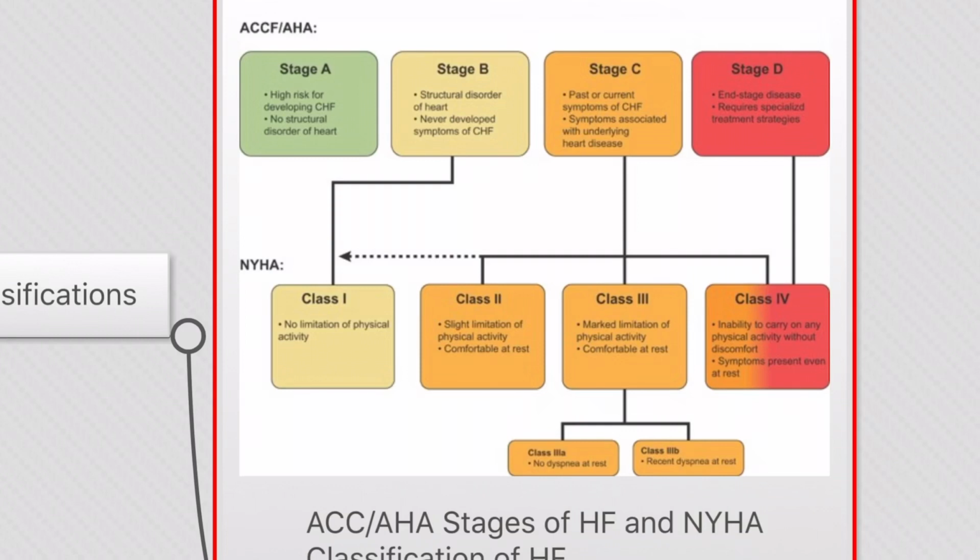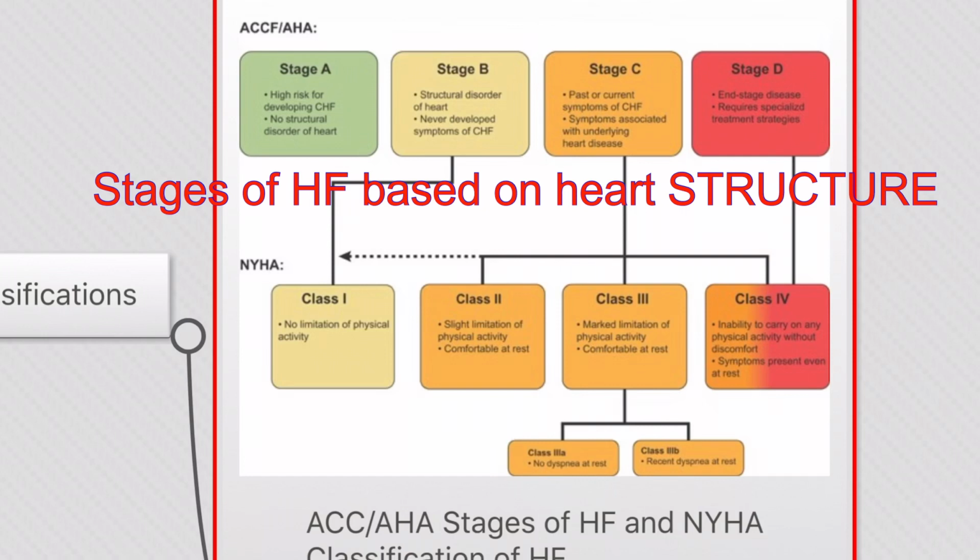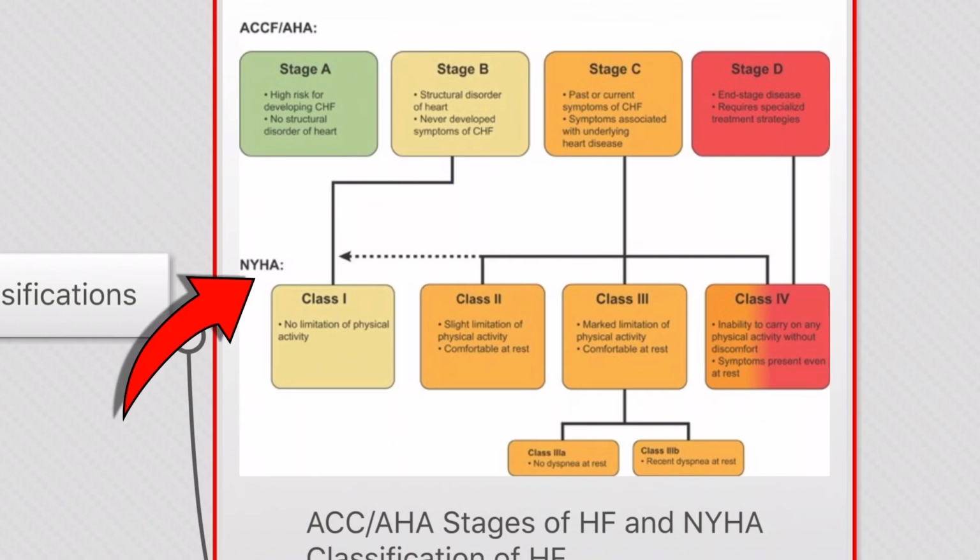Now, the stages of heart failure are based on the American College of Cardiology and American Heart Association, stage A until D. It is based on the structure of the heart. As for the classes, they are based on the New York Heart Association classes from class 1 to class 4. Now, there's a little bit of correlation between the stages and the classes, and I'll go over a little bit.